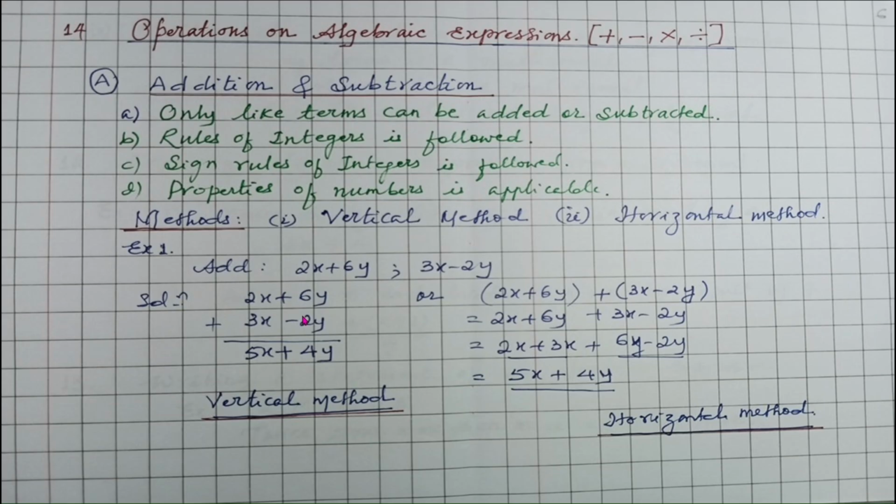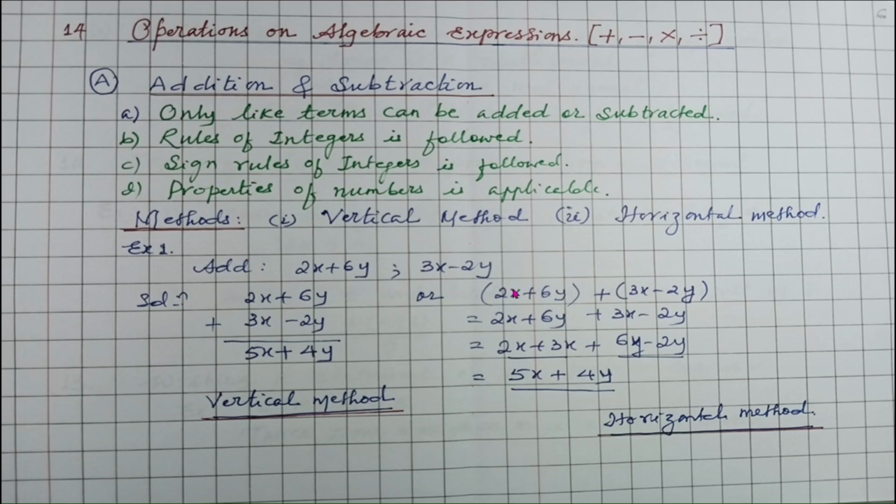See, again I have taken the coefficients, numerical coefficients are there. So follow the rules of integers. So plus 6 minus 2, plus 6 is greater, minus 2 is smaller. So that means plus 6 minus 2 becomes 4y. Now here 2x plus 3x, that means 2 plus 3 is 5x. So therefore the sum of these two algebraic expressions is 5x plus 4y. This is the vertical method.